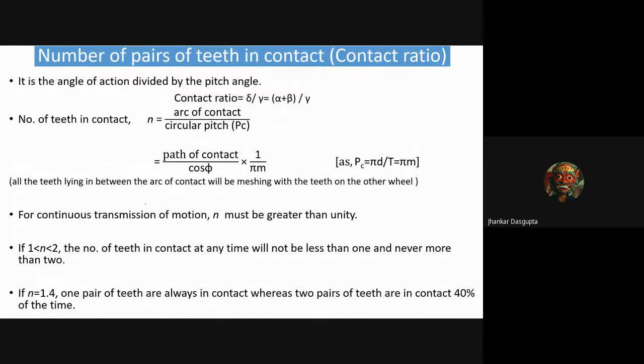Yes. Okay, thank you. Now we are going to see how to find out the number of pairs of teeth which are in contact. This is also known as the contact ratio. It is nothing but the number of pairs of teeth that are in contact. We know that whenever we are thinking of two meshing gears, all the teeth from both the gears don't come in contact at the same time.